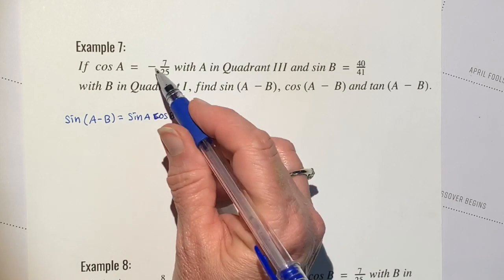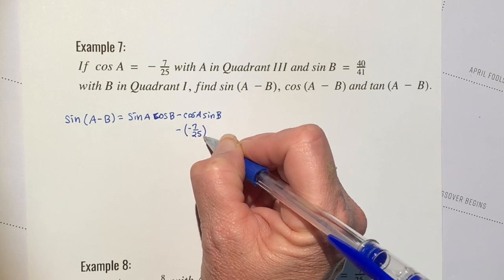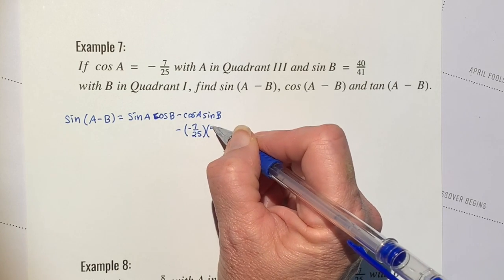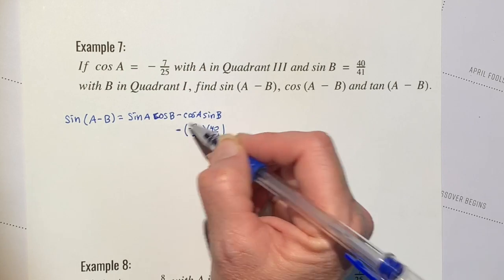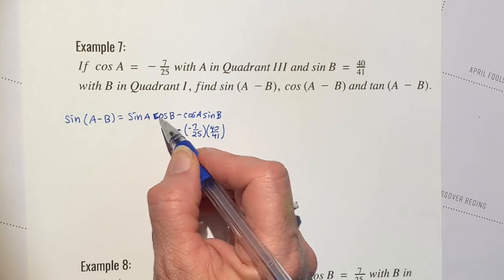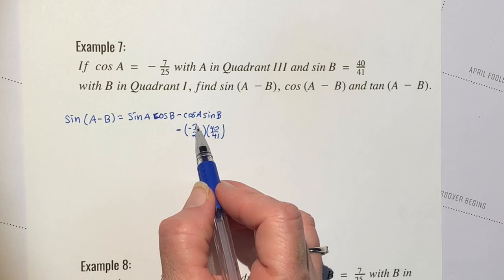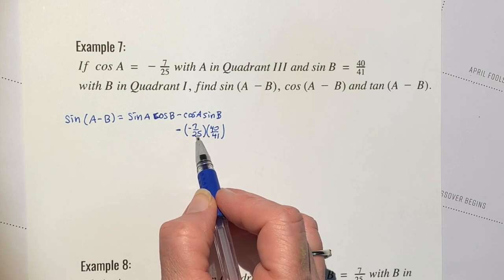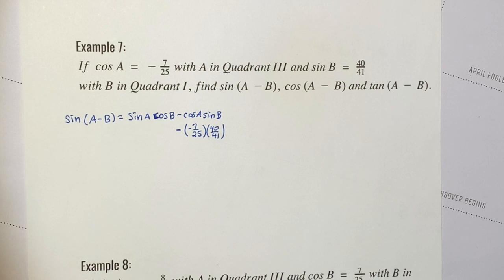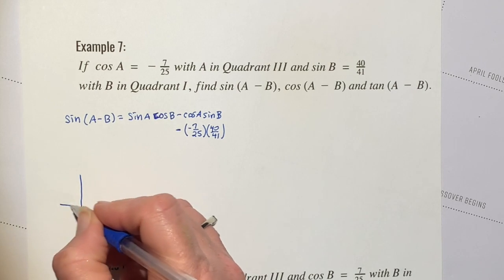So minus cosine of a is a negative 7 over 25. Sine of b is 40 over 41. This is the subtraction coming down. So I don't know sine of a or cosine of b, but if I know the cosine of a, basically I know the adjacent side and the hypotenuse, and therefore I can find the opposite side. We did that back in one of the early sections. So let me just sketch it out down here.